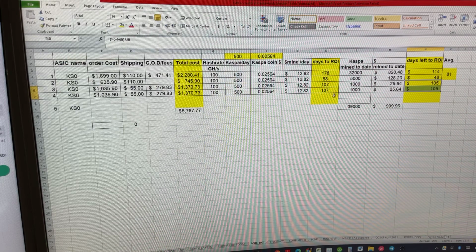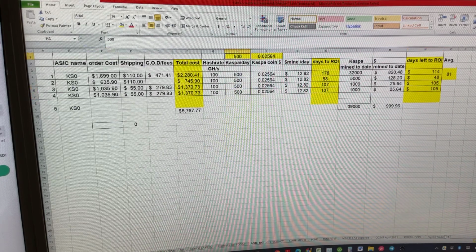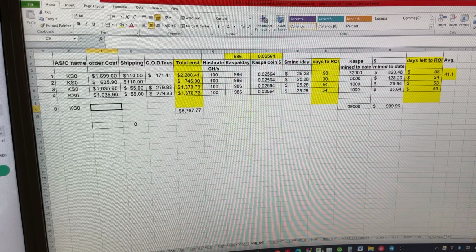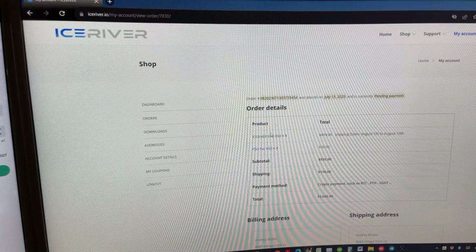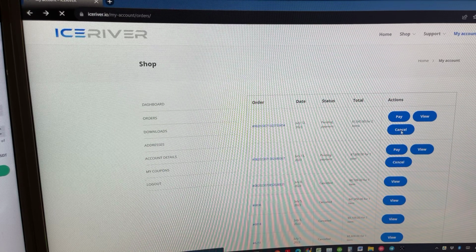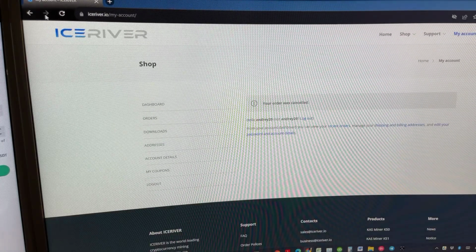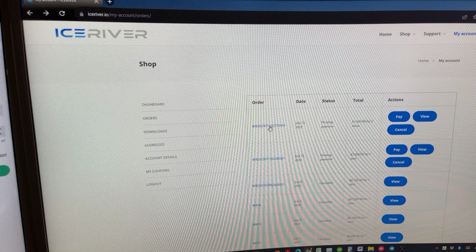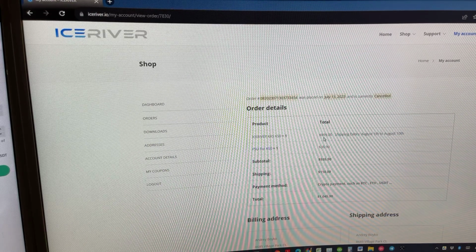So let's go back to this number and look at another data point. Let's say we are to order today. Let's say we go back and order this KS0, which is $8.99. So total with the PSU is 935.90 plus 110 shipping. Okay, 935.90.